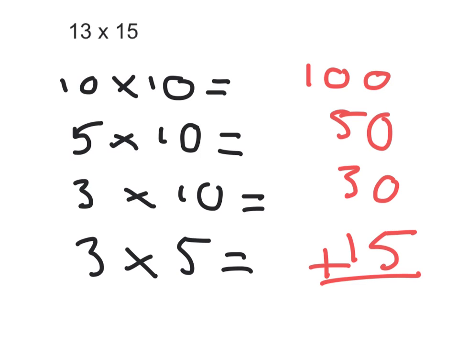So 10 times 10 we said was equal to 100, 5 times 10 was equal to 50, 3 times 10 was equal to 30, and 3 times 5 was equal to 15. Now my job is to add all of those up to solve the answer to 13 times 15. So in the first column I have 5, then I have 9 and 1. So my answer to 13 times 15 is 195.